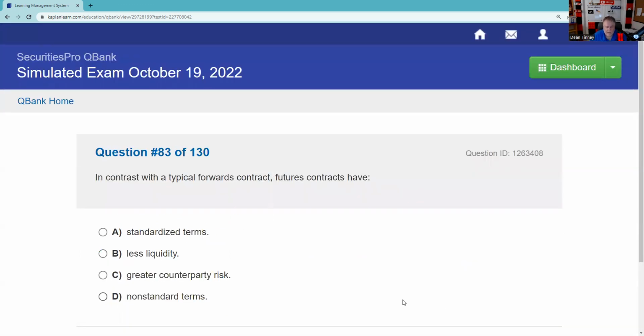And in contrast to a typical forwards contract. So I like this. I told you I've been thinking about it. This is our third question on futures on the 65.